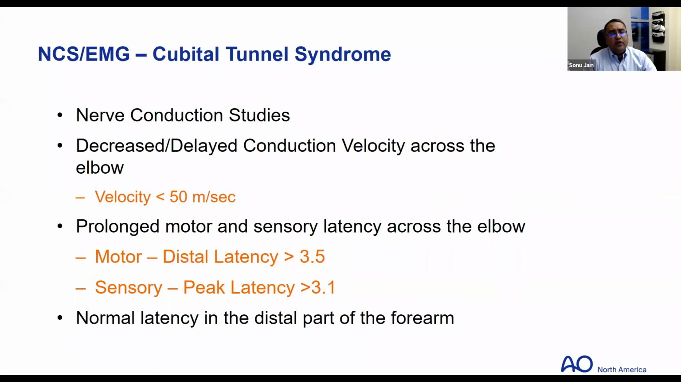So on the nerve conduction studies and EMG for cubital tunnel syndrome, you'll see decreased conduction velocity across the elbow. So we say about less than 50 for that. And then you can also get prolonged latencies, again, across the elbow, greater than 3.5 for motor and greater than 3.1 for sensory. And you'll get the normal latency in the distal part of the forearm.